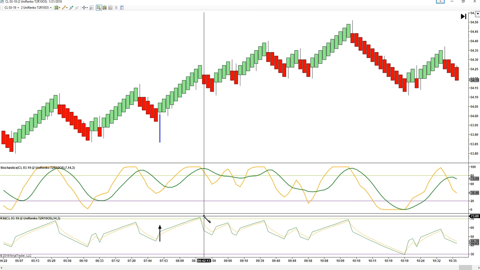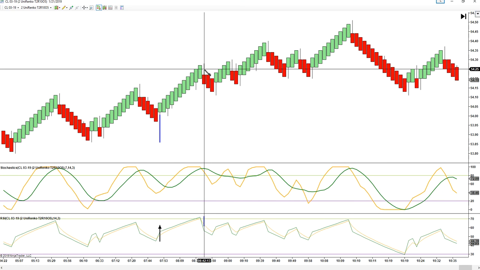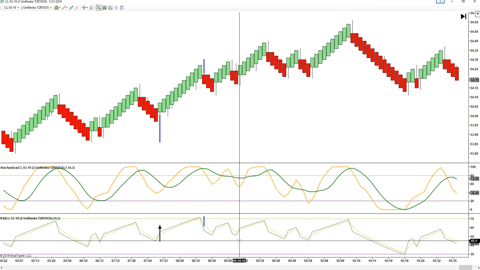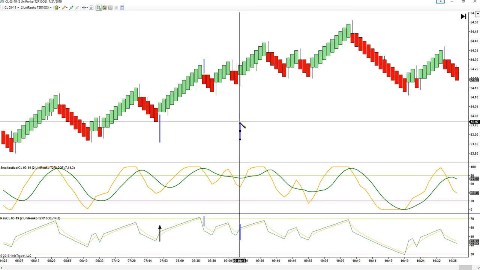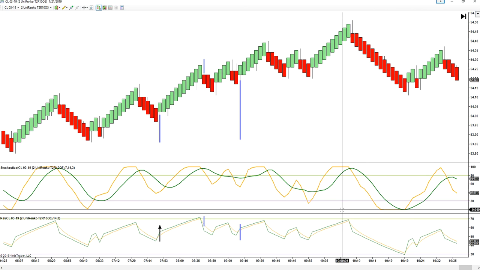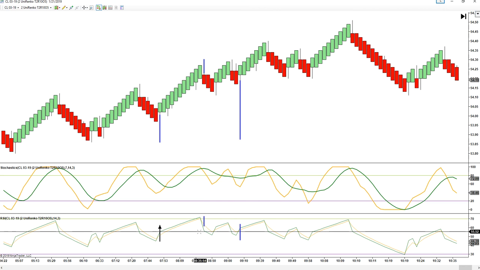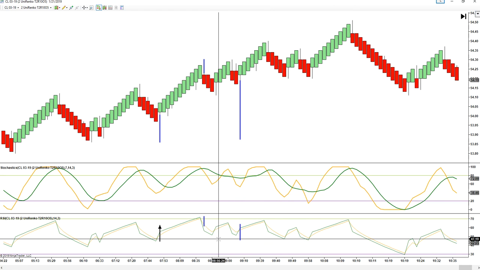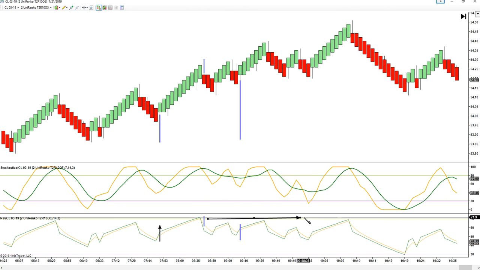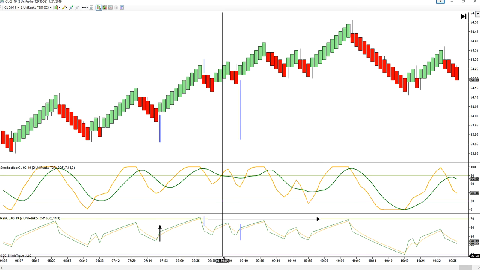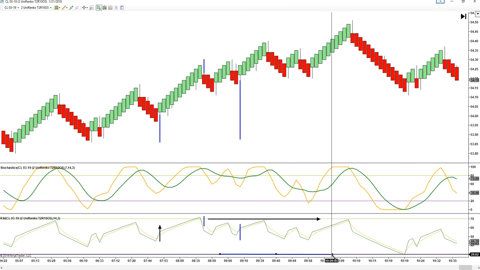Right here and get an entry. Right here you're going to get an entry. Now, here's the problem with RSI. It's very difficult to take these trades if the crossover does not occur in the overbought or oversold zone.